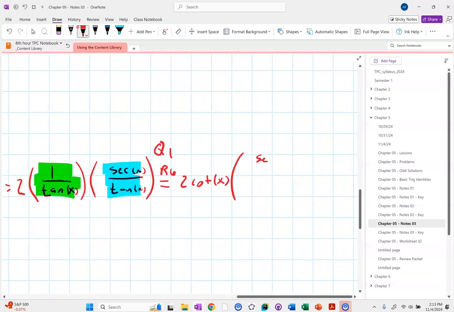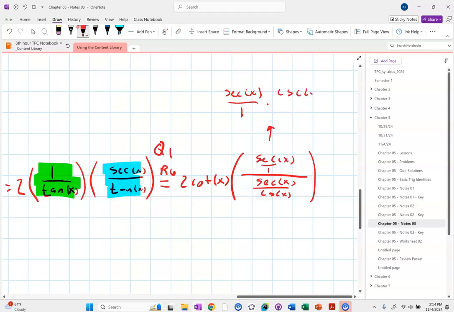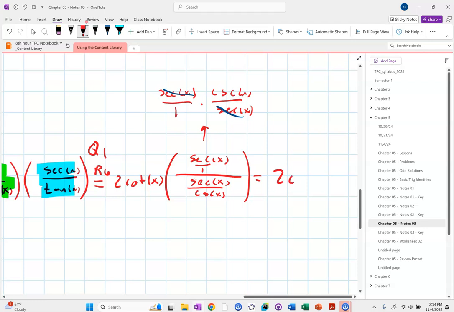So I'm going to have secant over cosecant. Now to see this simplify, I'm going to think about the numerator as secant over 1. And if I divide fractions, I make a reciprocal. And then they just cancel. And there's my finish line. Look at that, I can still do it. Not bad.